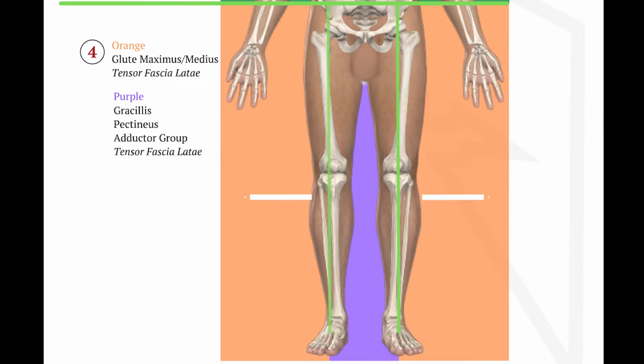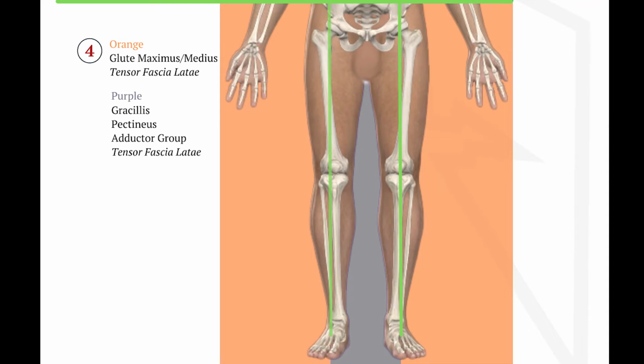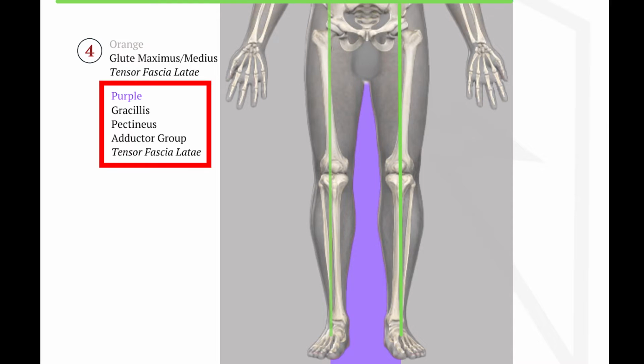If your legs are swinging out or rotating outwards, it may be a sign of the muscles in orange creating that muscle imbalance. But if your legs are going inward or even getting closer together, then that might be a sign of the muscles in purple creating your muscle imbalance.